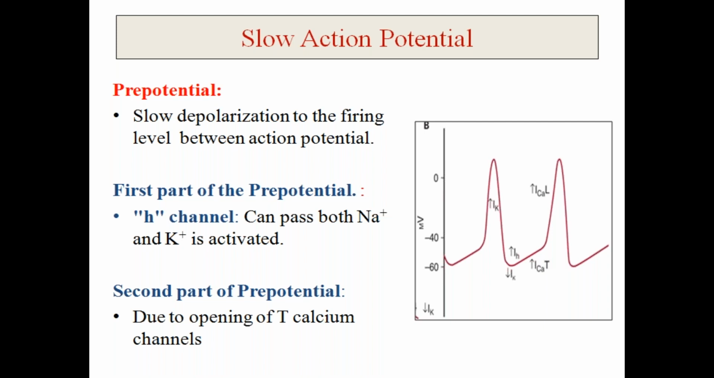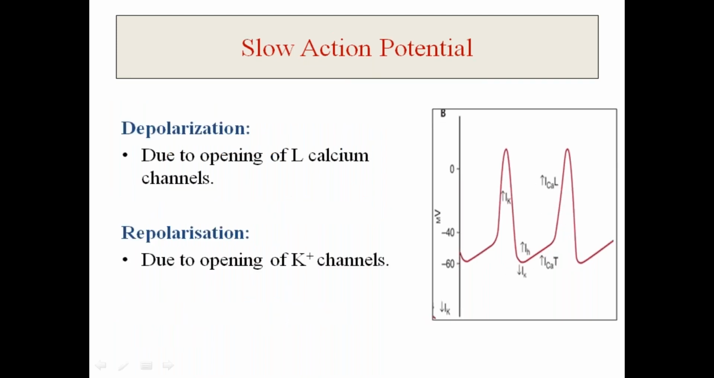So if you see the prepotential, it has two phases. First phase of prepotential and second phase of prepotential. The first phase of prepotential is because of the H channel, because it opens in the hyperpolarization phase. It is because of the entry of sodium. And then you have the second phase of prepotential, and this second phase is because of the transient calcium channel. Then you have depolarization. This depolarization is because of the long-lasting calcium channel. Then you have repolarization. It is because of the potassium channel.